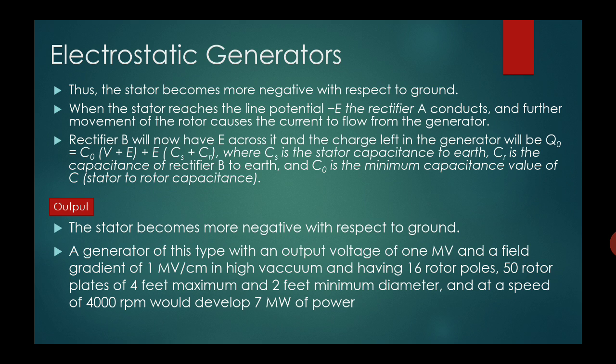Now a generator of this type with an output voltage of more than 1 megavolt and a field gradient of 1 megavolt per centimeter in high vacuum, having 16 rotor poles and 50 rotor plates of 4 feet maximum and 2 feet minimum diameter, at a speed of 4000 rpm would develop 7 megawatts of power.